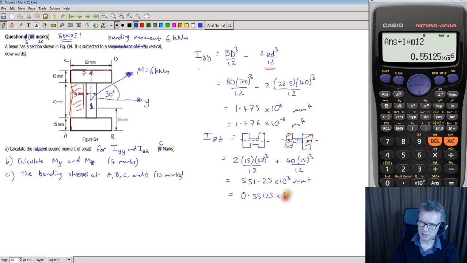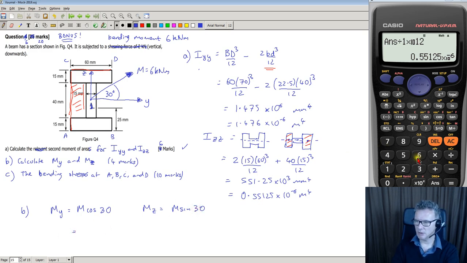0.55125 times 10 to the minus 6 meters to the power 4. Okay, so that's my first bit done. Second bit, really easy. We just imagine this to be a bit like a force, and we need to resolve it to its particular axis. So My is going to be M cos 30. Mz is going to be M sine 30.